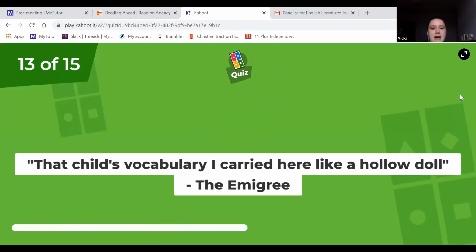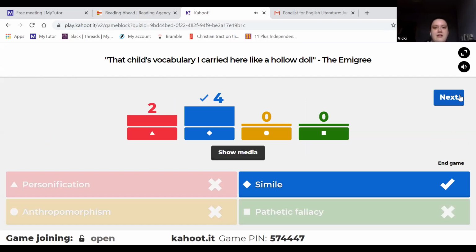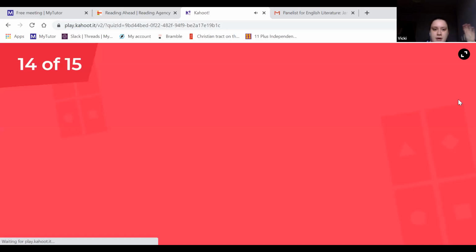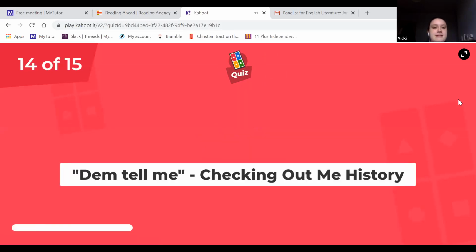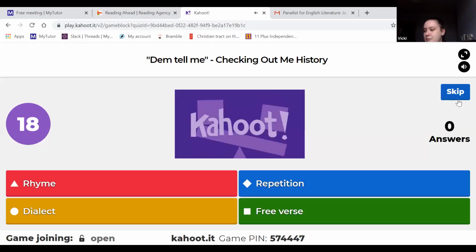"That child's vocabulary I carried here like a hollow doll." The Emigree. Fabulous. Yeah, so you've got like "there". That should be a little red light in your head when you're reading it. Checking Out Me History, John Agard, another one of my favourite poets.